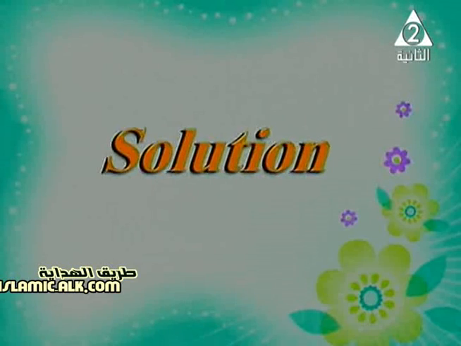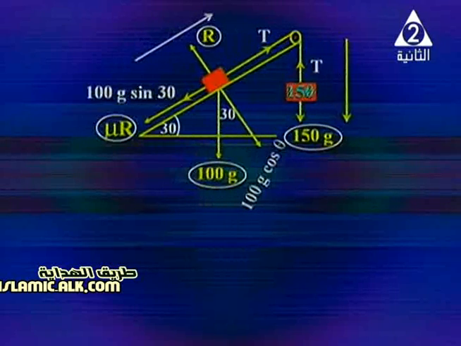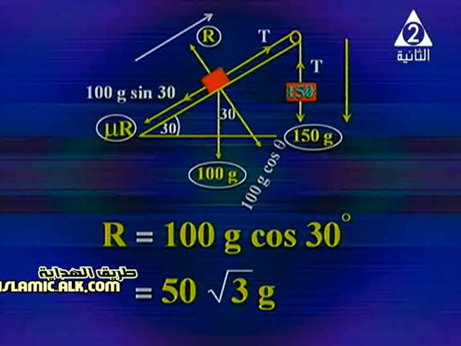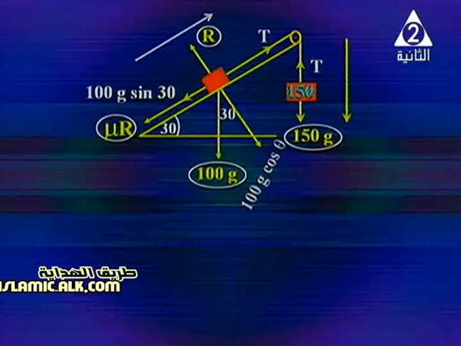Then, solution. Look at, dear student, we have two bodies. One is put on a plane inclined by 30 degrees to the horizontal, and the second is 150 gram. Then we form the first equation: r equals 100 g cosine 30. By substitution, cosine 30 equals √3/2. Then r equals 50√3 g.